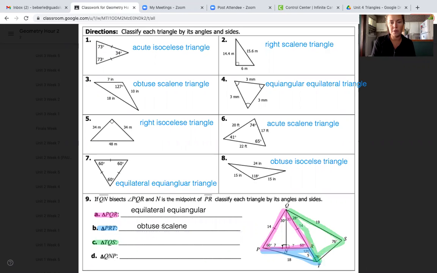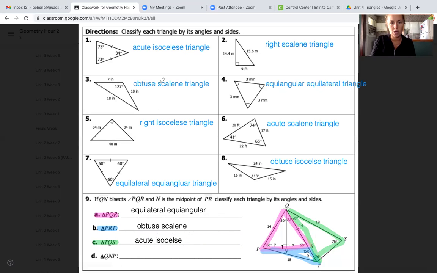Looking at this one, what do we notice? It's not a right angle because there's no 90 degrees in it. We notice that all of the angles are less than 90, so therefore it's acute, and it is isosceles. Because we have two angles that are the same, which means we have two sides that are the same.